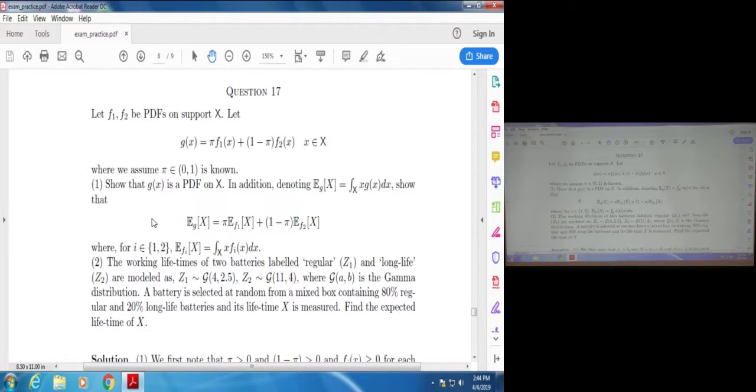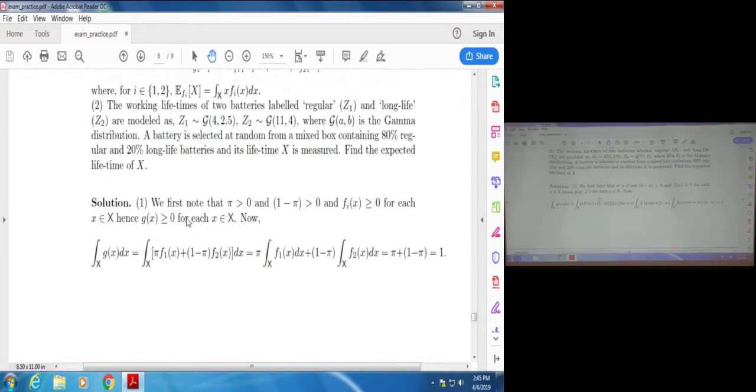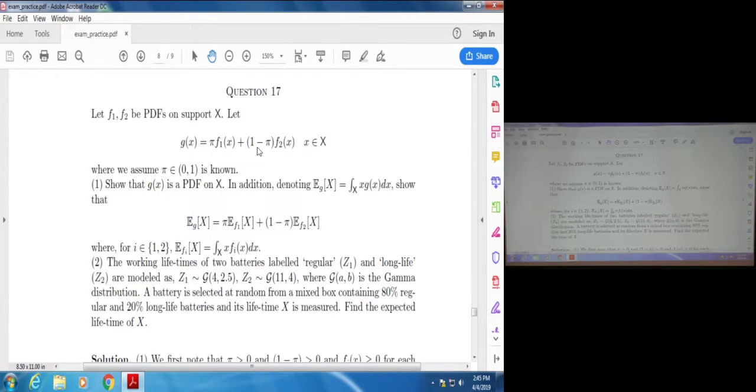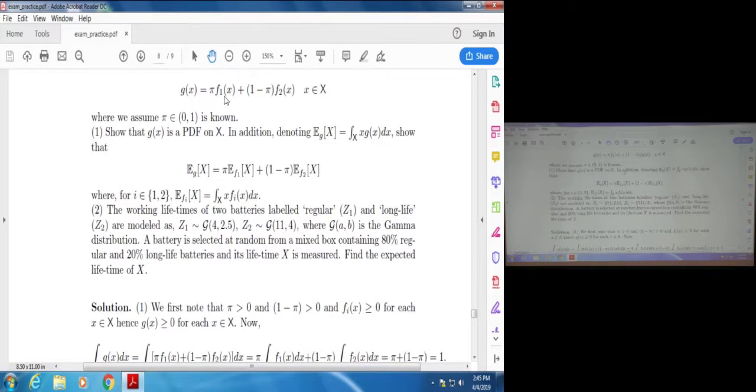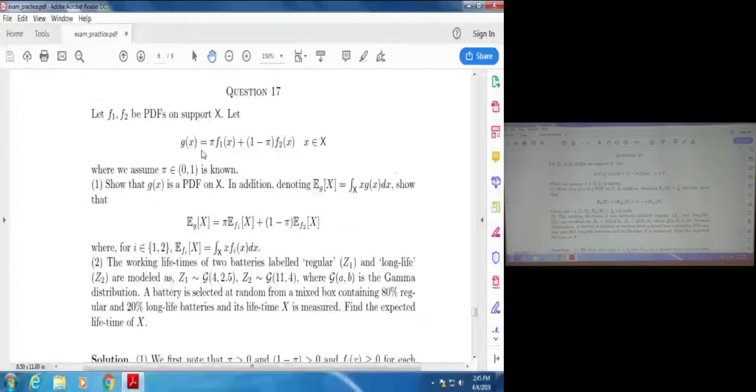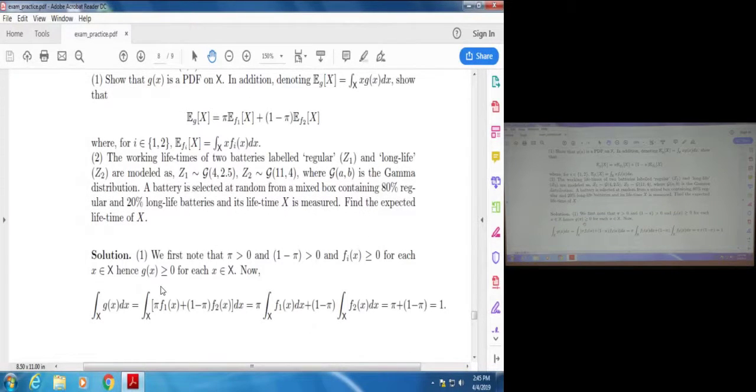And we want to show that g of x is a PDF on X, and that the expectation of X with respect to g is pi times the expectation with respect to f1, plus (1 minus pi) times the expectation of X with respect to f2. Okay, we have the definition here. It's pretty straightforward. First of all, pi is positive, 1 minus pi is positive, f1 and f2 are positive. So of course g is a non-negative function, so that's good because it's a candidate for being a PDF.